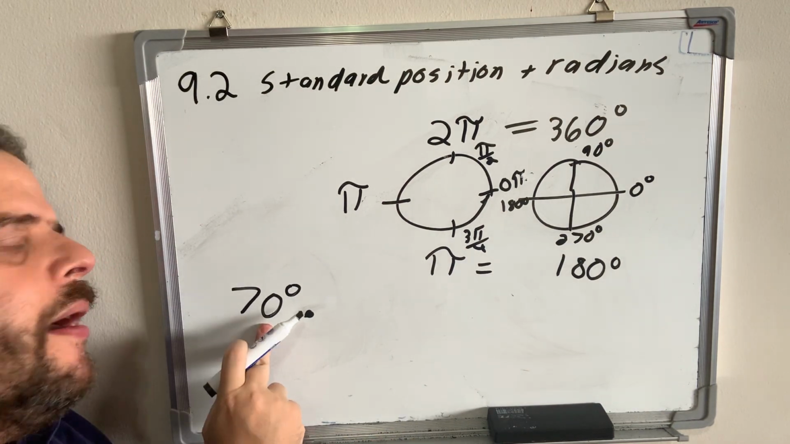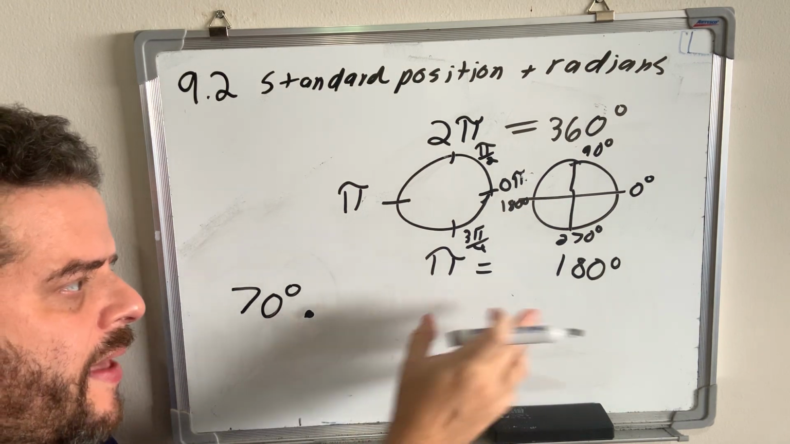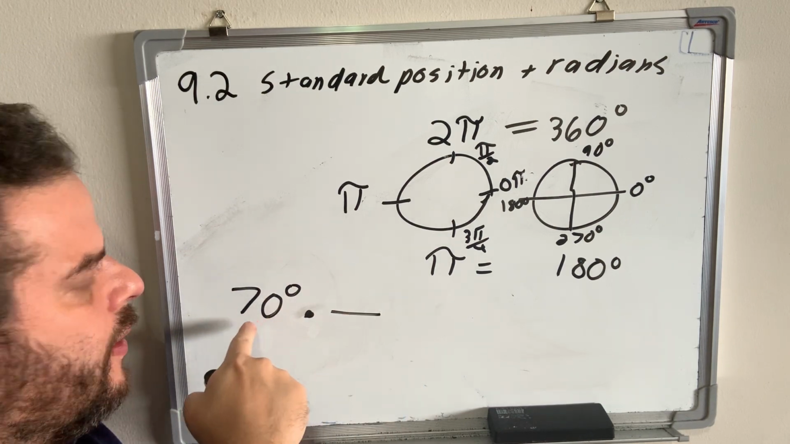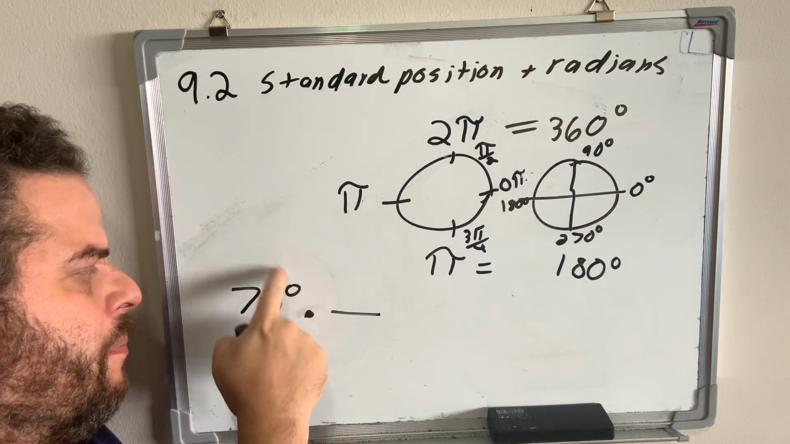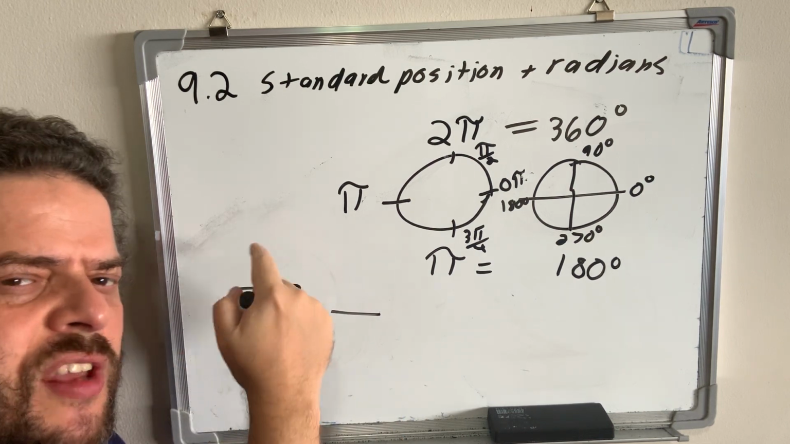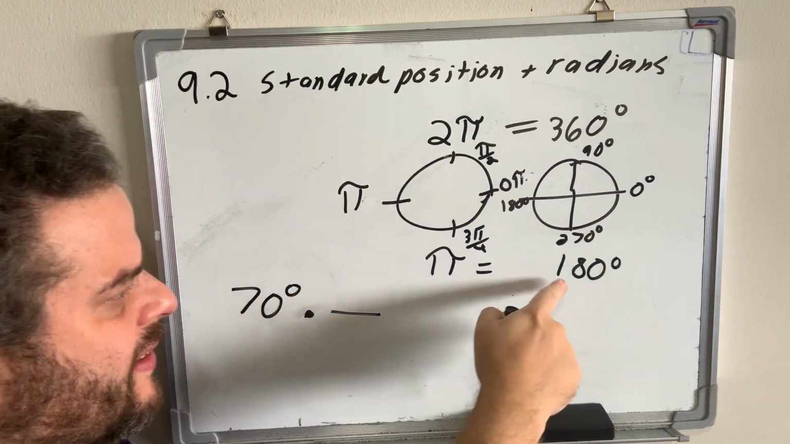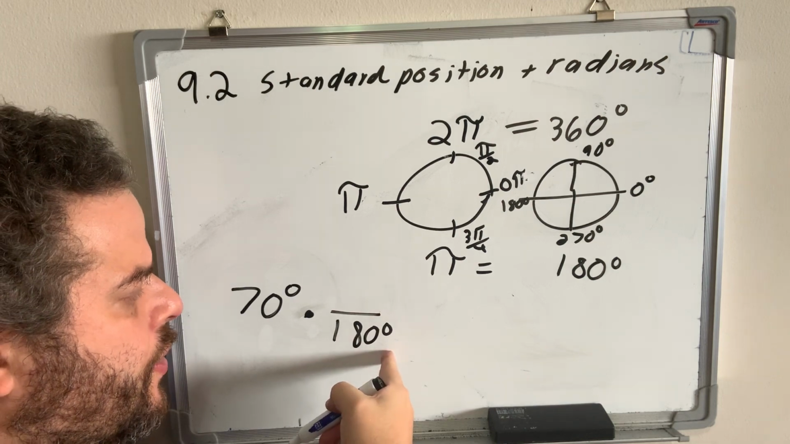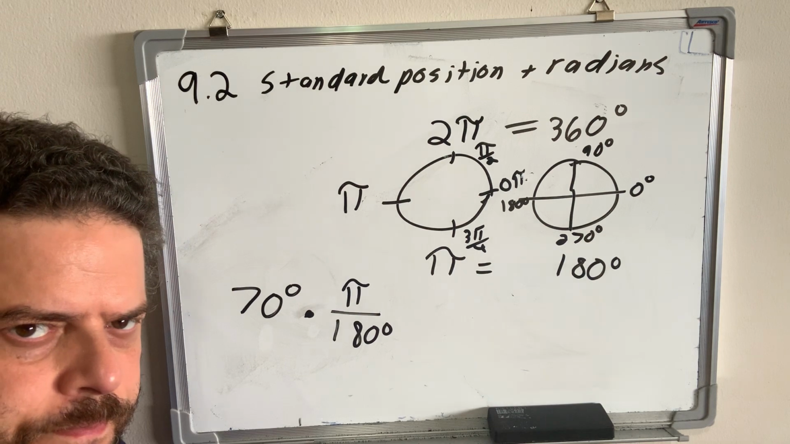But so we have 70 degrees. All you have to do is multiply that by the ratio. So you always want the value or the unit that they give you. If they began giving you 70 degrees and they want you to turn it into radians, you put the exact same unit at the bottom. And I know that 180 degrees equals pi radians.